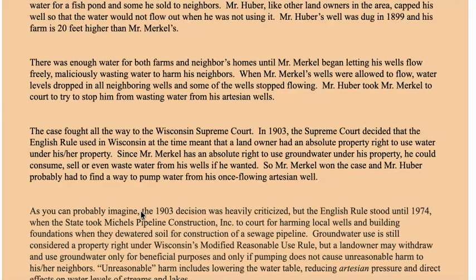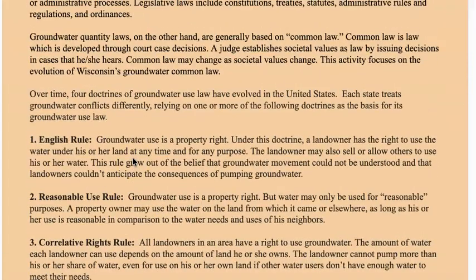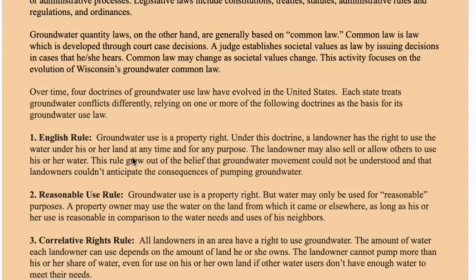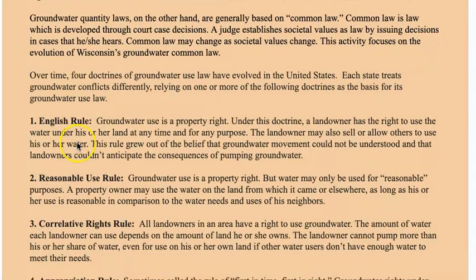So he could still get water. He just had to figure out how to pump it and how to get it out of the ground. So again, they used the English rule. And if we back up, remember the English rule basically said, if the water's underneath your land, you have an absolute right to it. You can do whatever you want with it. If you want to just let it flow, because that's what you could do under the English rule.